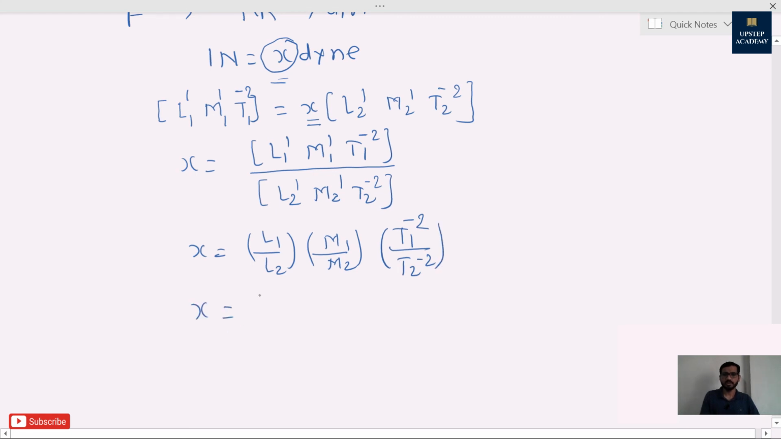X is equal to length. What is SI unit of length? Which is meter, and CGS unit of length is centimeter. What is SI unit of mass? SI unit of mass is kg divided by CGS unit of mass, that is gram, and here SI and CGS unit of time are same, that is second raised to minus 2, second raised to minus 2.